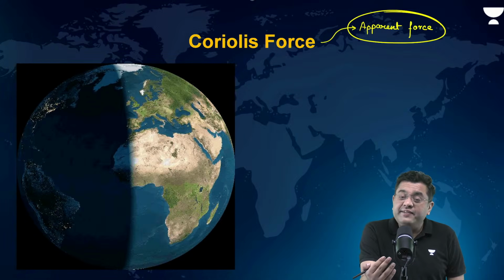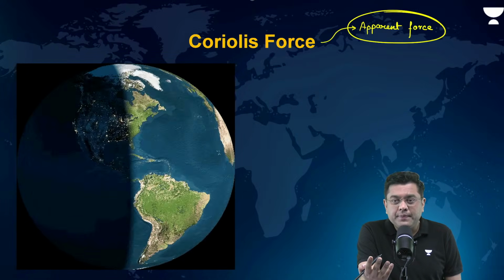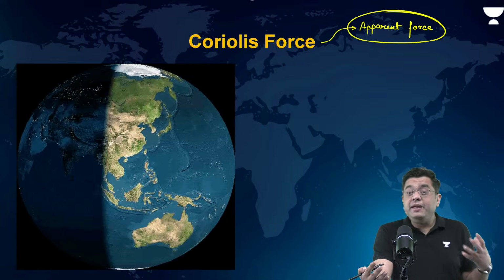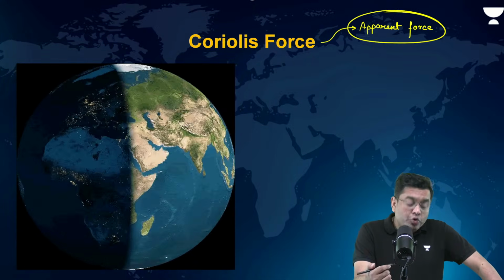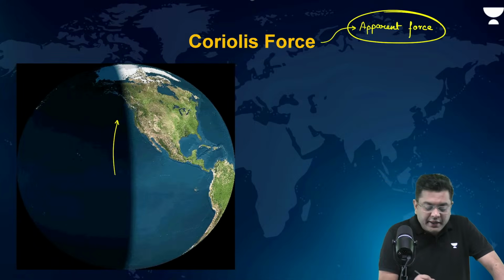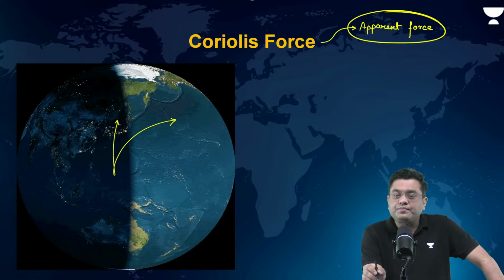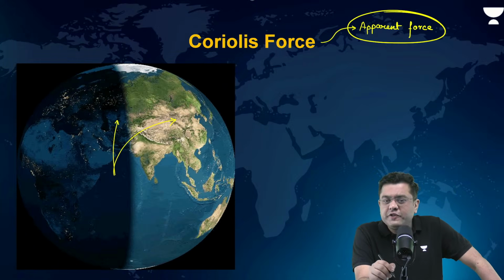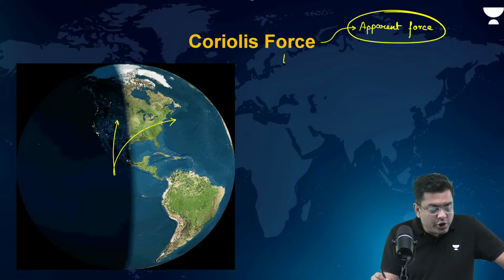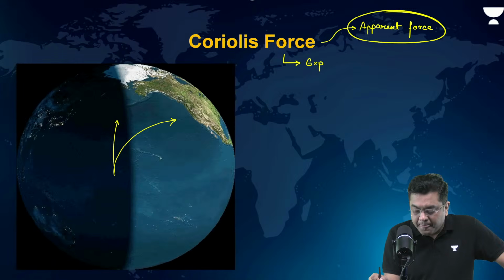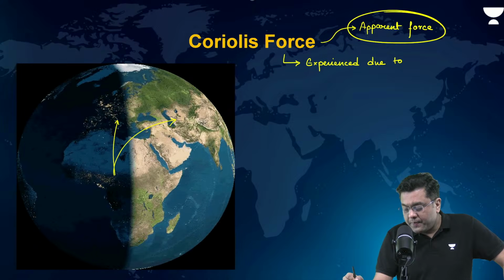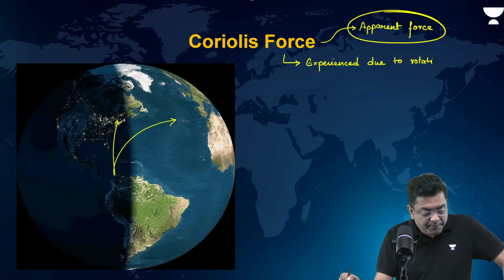However, suppose a river, an ocean, wind, a missile, an aircraft, any of the free moving objects moves from one latitude to another latitude. It will experience a kind of bending. So why is this bending experienced? It is because of rotation of planet Earth. That's it. It is experienced due to rotation of planet Earth.